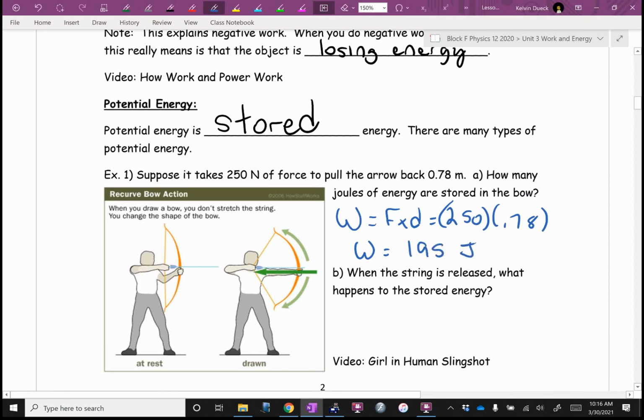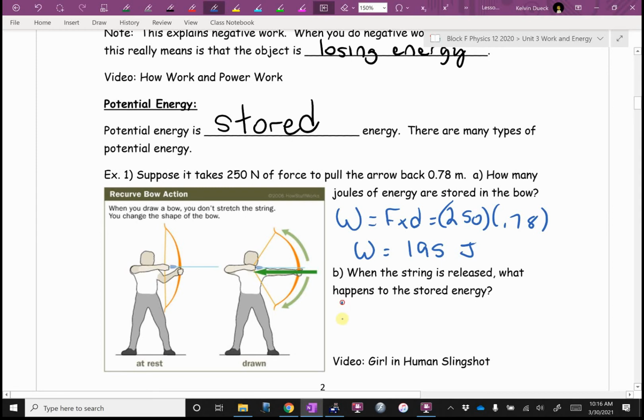So here's the question. When we release the string, what happens to that energy? It gets transformed into a different type of energy, kinetic, the energy of motion. Where does it pass the energy to? The energy leaves the bow and gets transferred to what object? Starts with letter A. The arrow. If it was a purely 100% efficient transfer, the arrow would now possess 195 joules of energy.